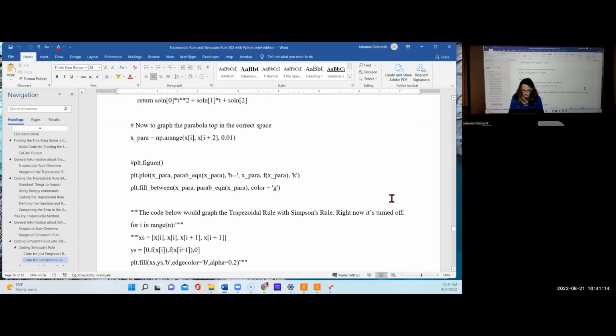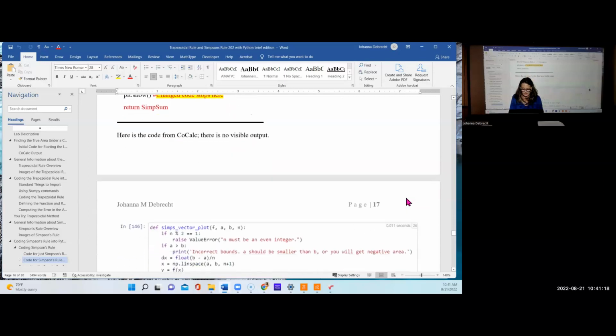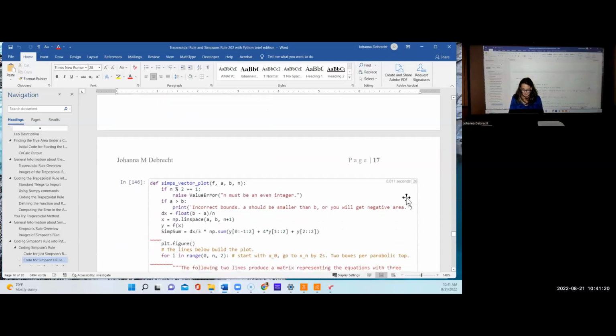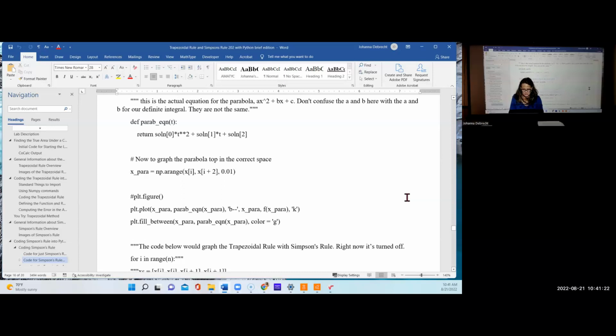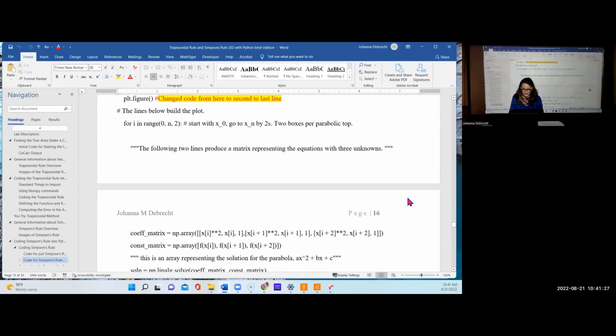Now, it takes a lot of work in order to get the plot correct because we have to plot those parabolic tops. Maybe I should go a little slower so those of you who are not in my class can actually freeze the frame and copy down the code so that you can see what's done. So again, we're going through and we're building a coefficient matrix and a constant matrix, and we're solving a system of equations using linear algebra.